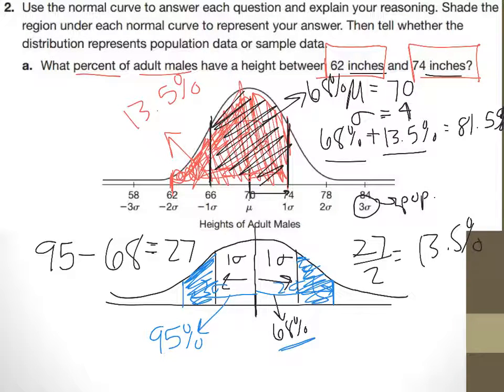But ultimately, understand that what this is saying is that 81%, according to this sample survey, 81.5% of adult males are between 62 inches tall and 74 inches tall.